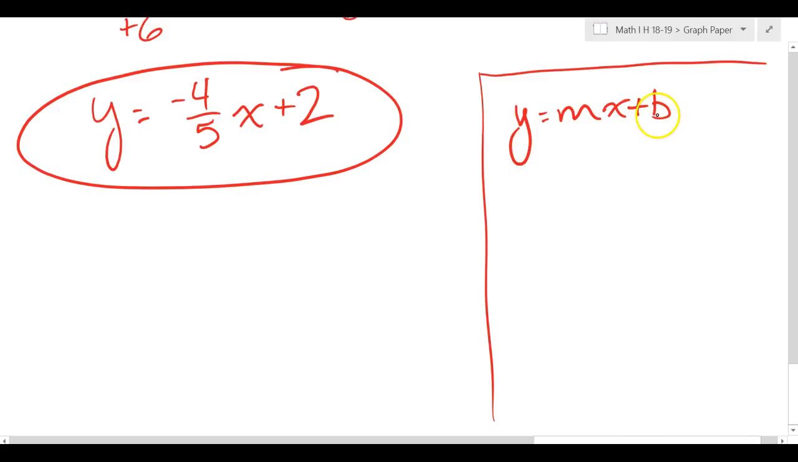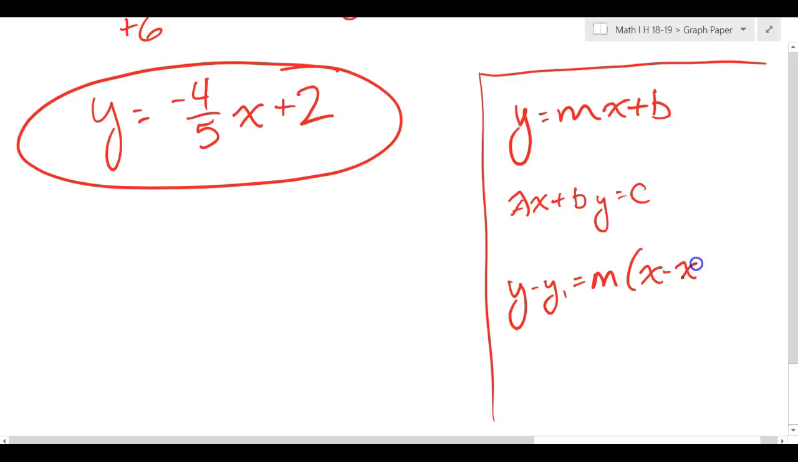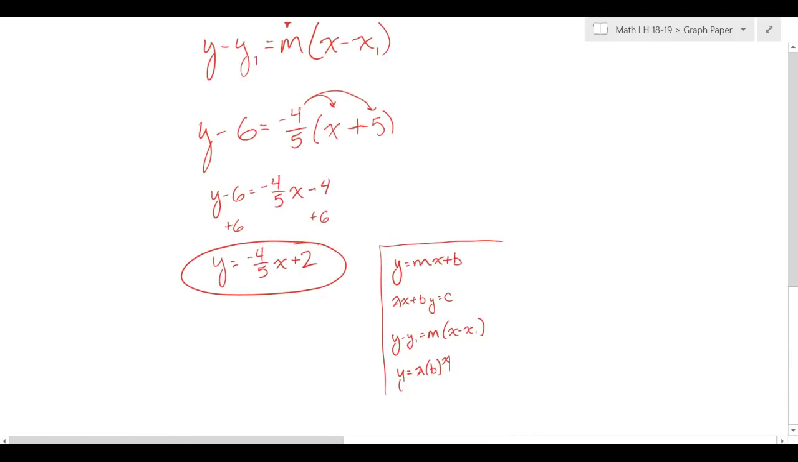Y equals mx plus b, that's slope-intercept. Write standard form, which is ax plus by equals c. Finally, write these two. Y minus y sub 1 equals m times x minus x sub 1. The last one you need to write is y equals a times b to the x. Now, if you write those on the top of your summative, we will happily toss you a couple extra points.